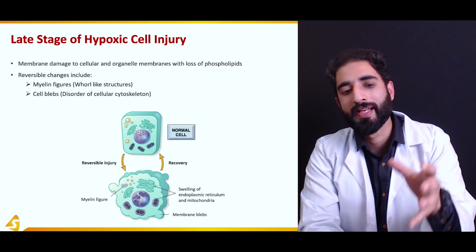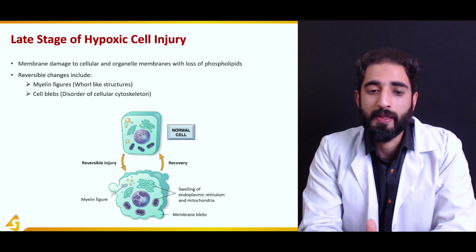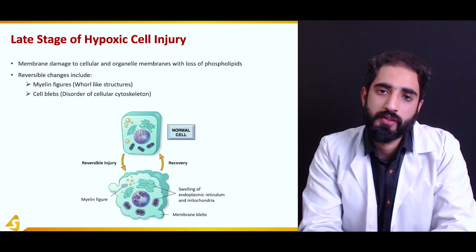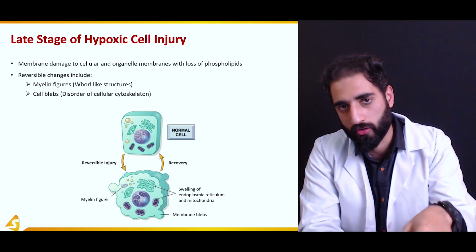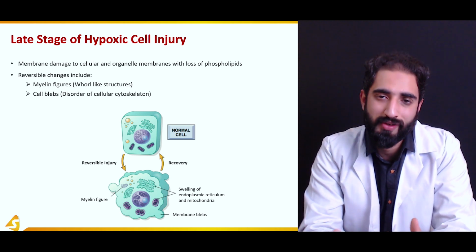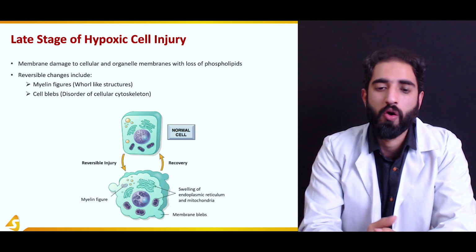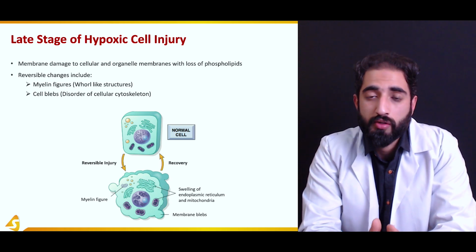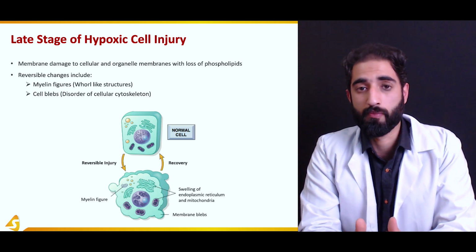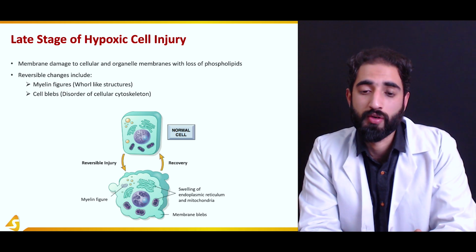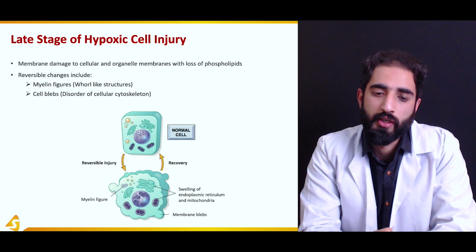Now let's talk about the late stage of hypoxic cell injury. In this stage, membrane damage to the cellular and organelle membranes occurs, like the overall cell membrane, or plasma membrane, of the cell. It also gets damaged, as well as the organelle membranes, as it is a eukaryotic cell. They get damaged with loss of the phospholipids, which are an integral part of the structure of the cell membrane. That is why it is also known as the lipid bilayer, because of the presence of phospholipids.